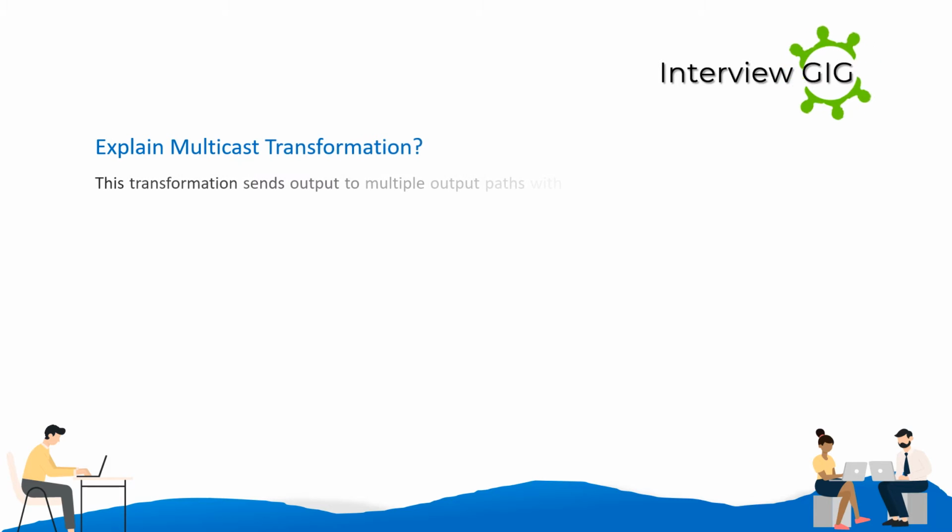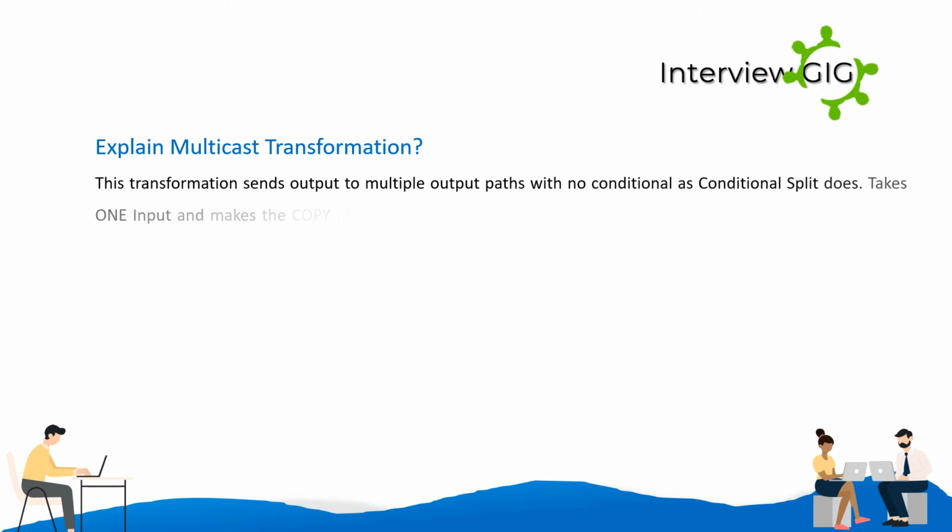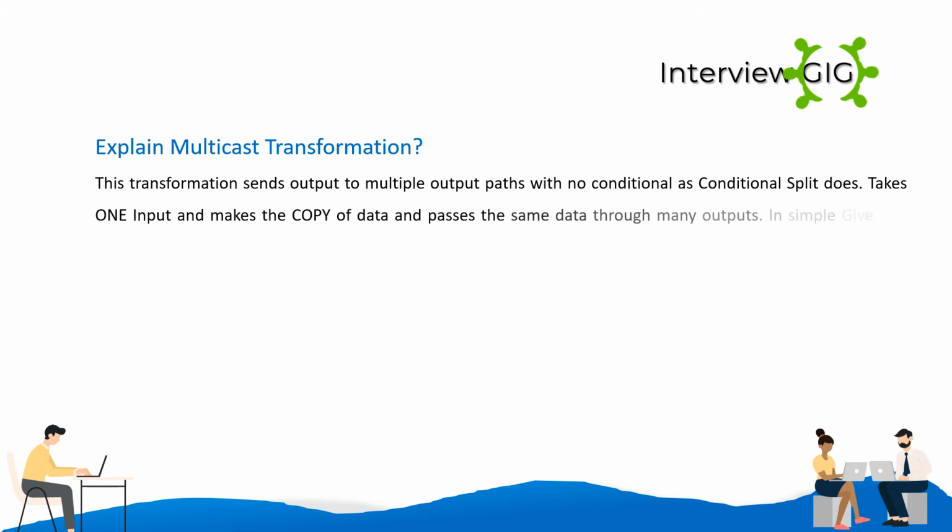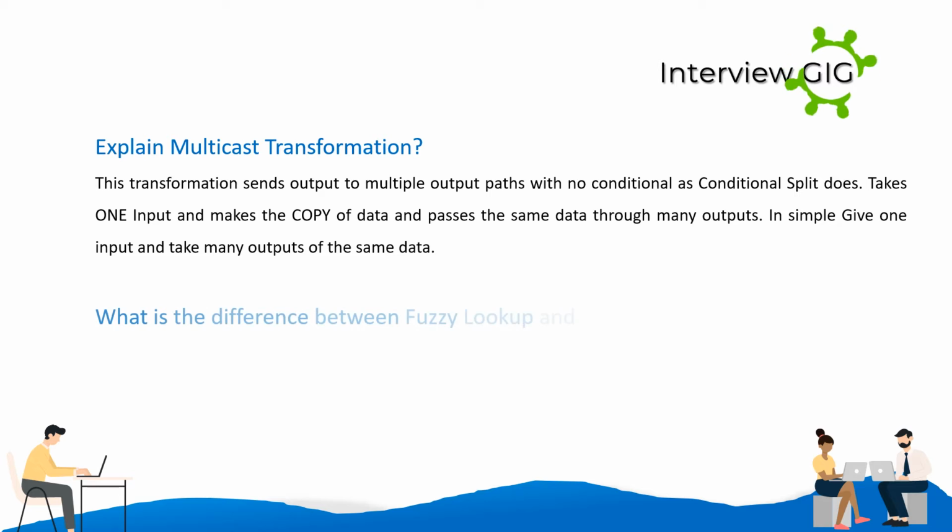This transformation sends output to multiple output paths with no conditions, unlike conditional split. It takes one input, makes a copy of the data, and passes the same data through many outputs. In simple terms, give one input and get many outputs of the same data.